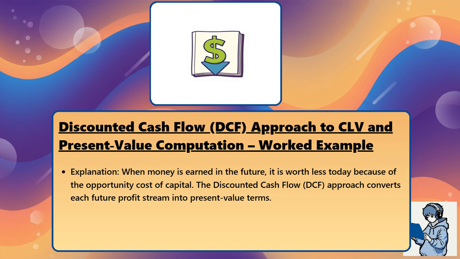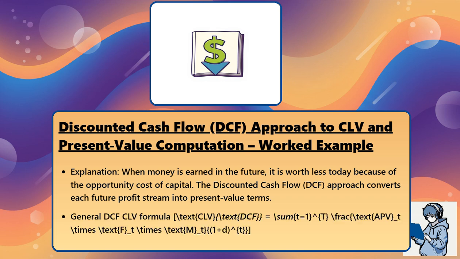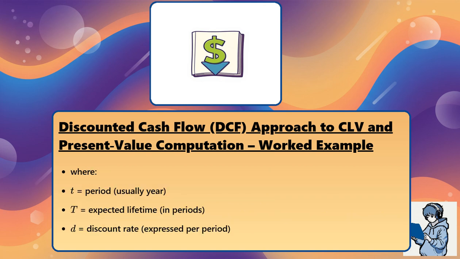Explanation. When money is earned in the future, it is worth less today because of the opportunity cost of capital. The discounted cash flow, DCF, approach converts each future profit stream into present value terms. General DCF CLV formula. CLV DCF equals the sum from t equals 1 to T of APV sub t times F sub t times M sub t divided by 1 plus d to the t, where t equals period, usually year, T equals expected lifetime in periods, and d equals discount rate expressed per period.